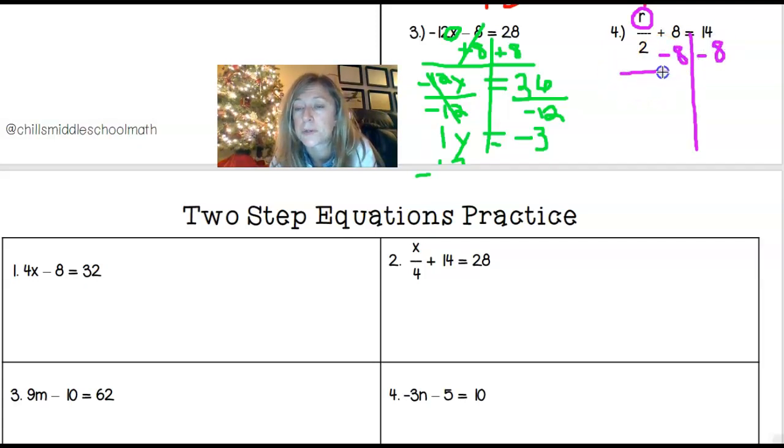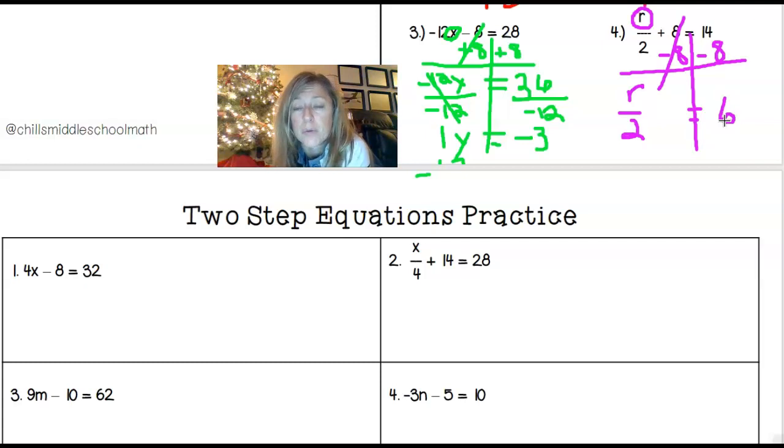Okay, that's good. Now the 8's cancel out. Positive 8 and negative 8 are inverse operations. They're opposites. They make 0. Cross them out. Now I'm left with R divided by 2 equals 6. This part is the part that gets people a little tricked up. Right now we have all positive numbers, and that's fine.